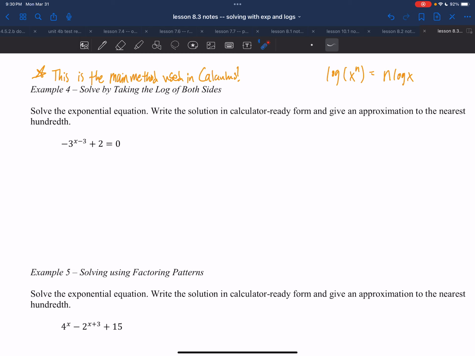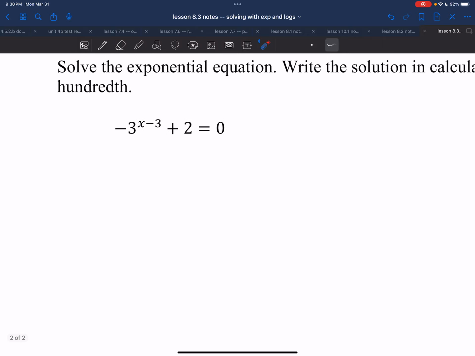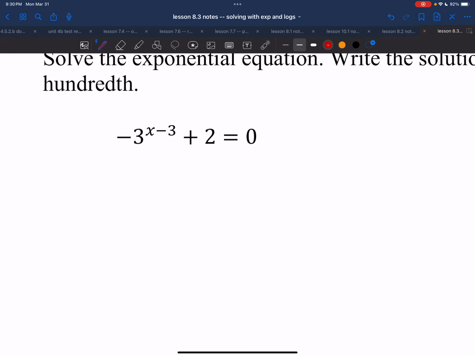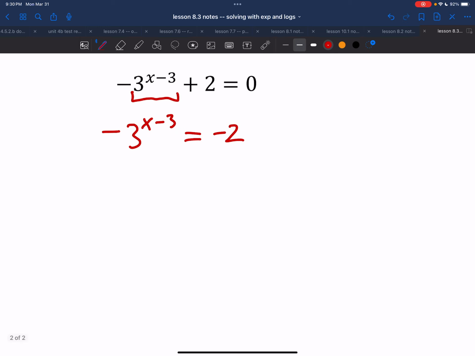Let's see how this works. So the first thing is isolating your exponential just as you would normally. So in this exponential equation, the 3 to the x minus 3 needs to be isolated. So first thing we're going to do is subtract the 2 to the other side. And then because they're both negative, we'll divide by a negative, getting me positive 3 to the x minus 3 equals positive 2.